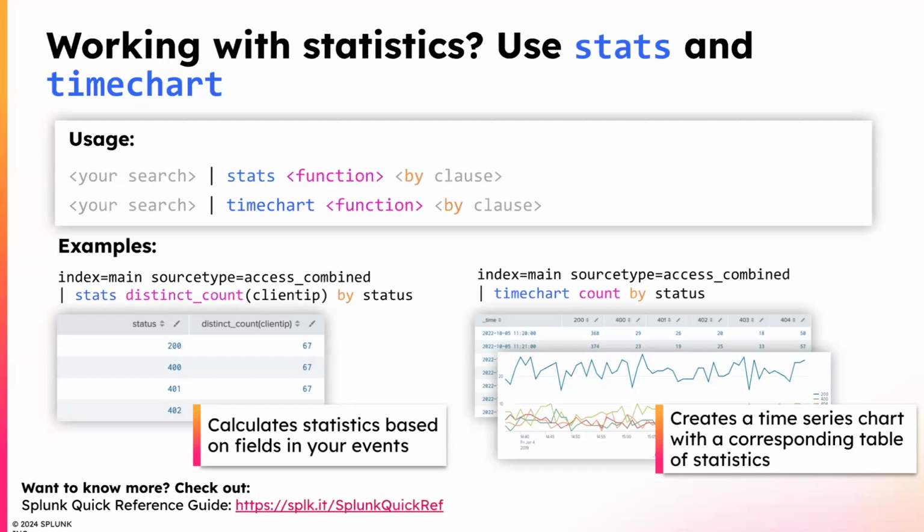So moving on to the timechart command. Timechart creates a time series chart with a corresponding table of statistics. And a timechart is a statistical aggregation applied to a field to produce a chart that always uses time as the x-axis. And you can specify a split by field, where each distinct value of that split by field becomes a series in the chart. And you can use an eval expression, which we'll be talking about on the next slide, with timechart. And the split by clause is required if you use that eval expression.